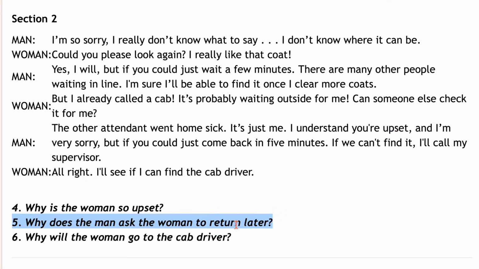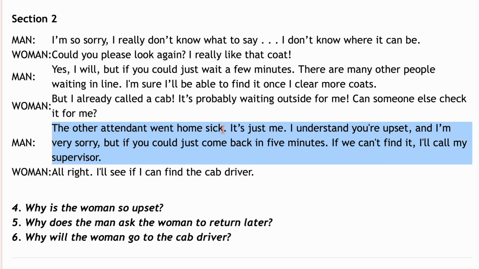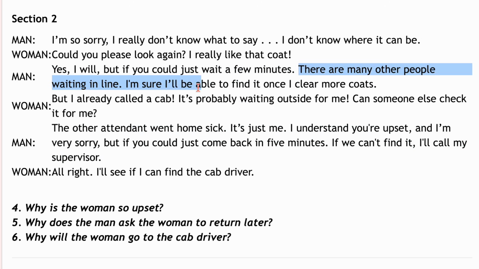Number 5. Why does the man ask the woman to return later? So we read because he's busy, right? So he's the only person there, he said. Okay. There are other people waiting in line, I see over here as well. Okay.